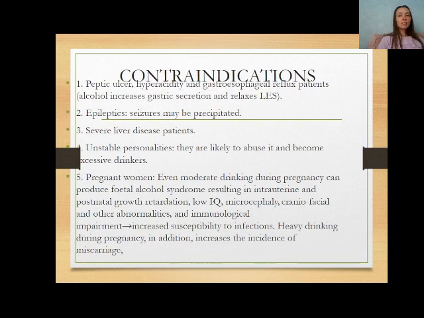Contraindications. I think ethyl alcohol can be contraindicated in any case, but especially, firstly, in peptic ulcer, hyperacidity, and gastroesophageal reflux patients, because alcohol can increase the bleeding. Next, epileptics: seizures can appear. Next, severe liver disease patients, because alcohol is metabolized in the liver. Then unstable personalities; they are likely to abuse it and become excessive drinkers.